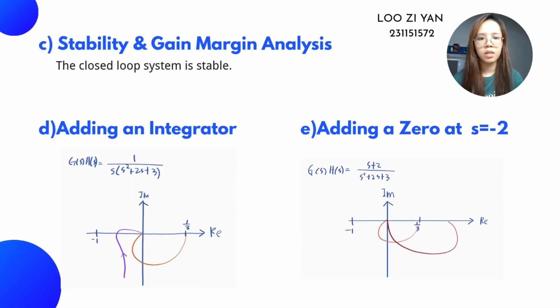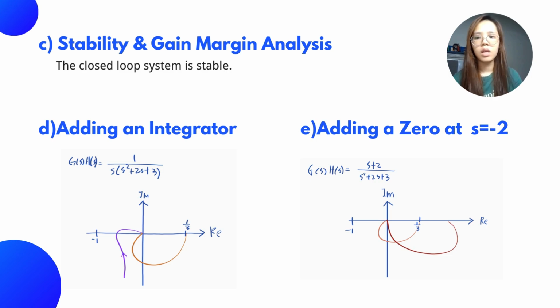The closed loop system is stable because the Nyquist plot does not encircle point -1. The plot only crosses the real axis at omega equal to infinity. Since there are no other crossings, the gain margin is equal to infinity. The phase margin is positive since the plot stays far from -1.